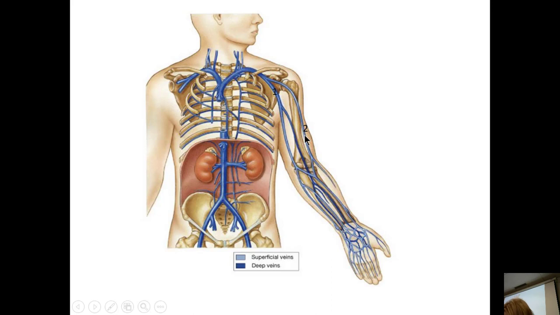So the cephalic vein, if we follow that around to the outside, we can see that it connects with this inner vessel that you don't have to know, but it comes across the inside of the elbow, and this is the median cubital vein. If we follow that cephalic vein down the outside here, the median cubital vein connects to that. So it's the inside of the elbow.